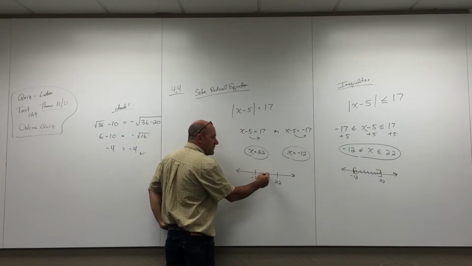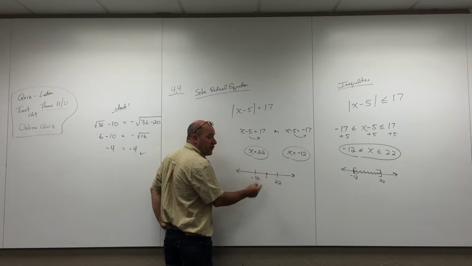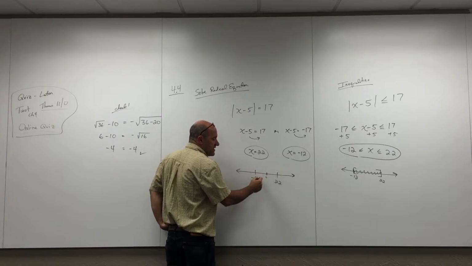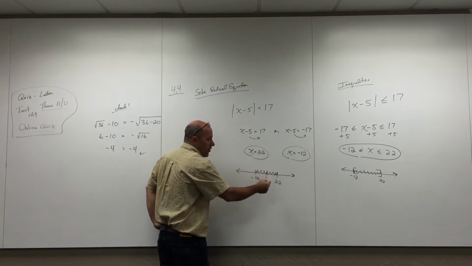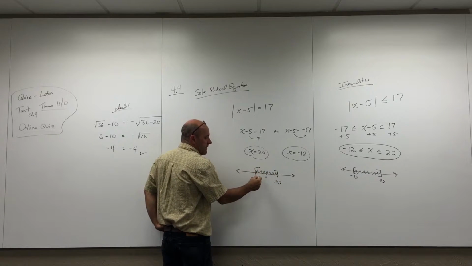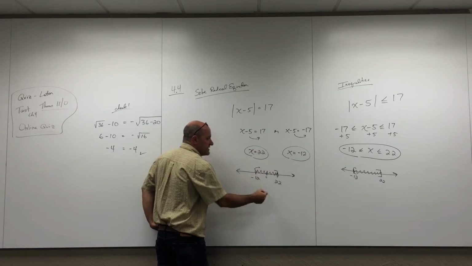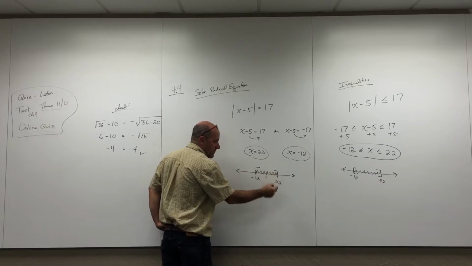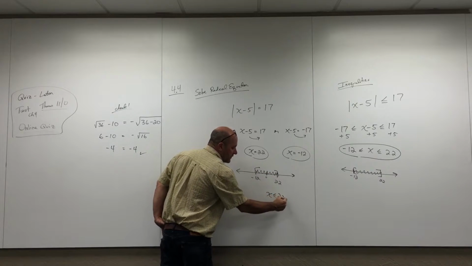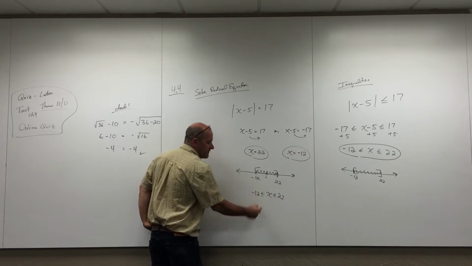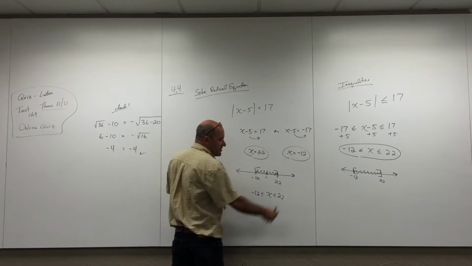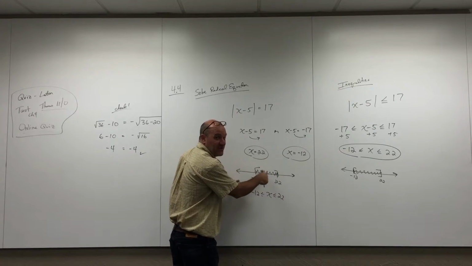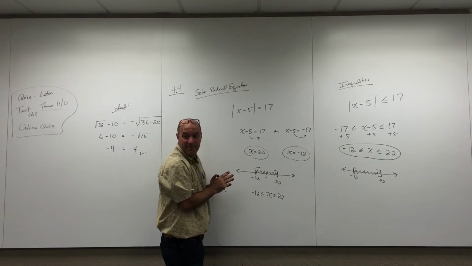If this test number came out true, that means it's true for all these numbers, so this is the shaded region. And so now you know that x is between 22 and negative 12. And by the way, you could test the other regions, but if this one's true, the other ones are false.